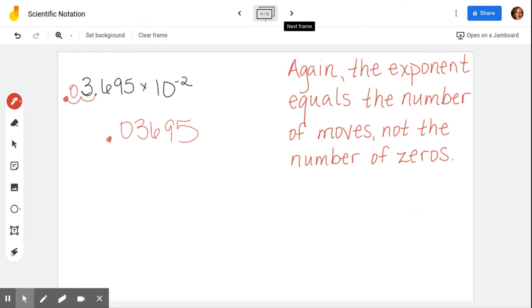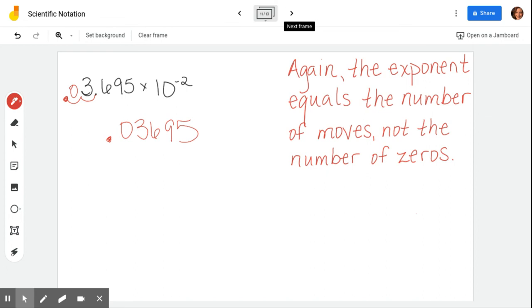I cannot stress this enough. That exponent represents moves. It does not represent zeros. An exponent of 5 doesn't necessarily mean you're going to have 5 zeros. It means your decimal is going to move 5 times. So just be really careful and aware of that.